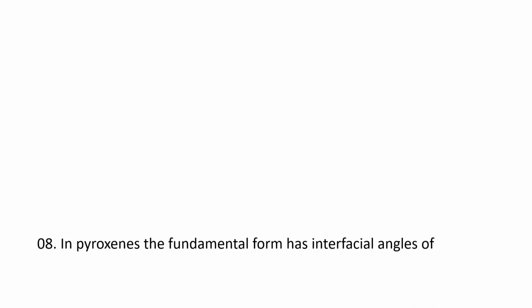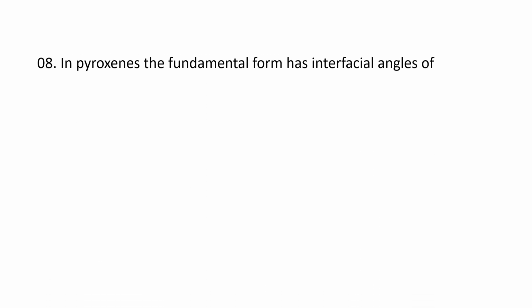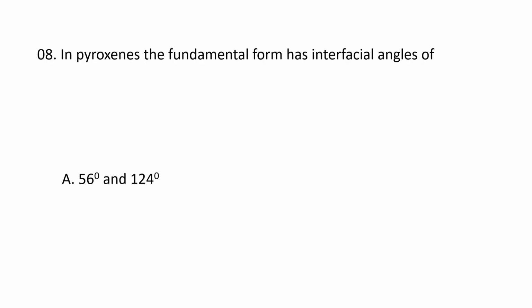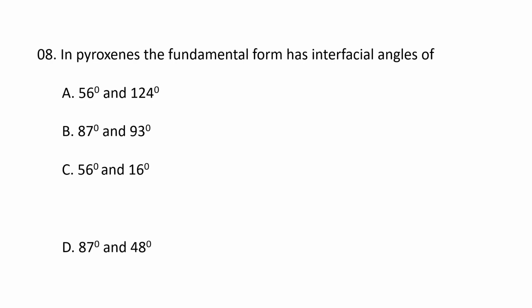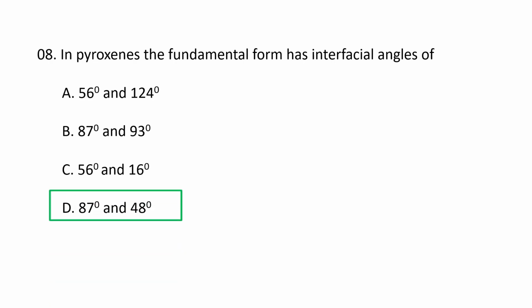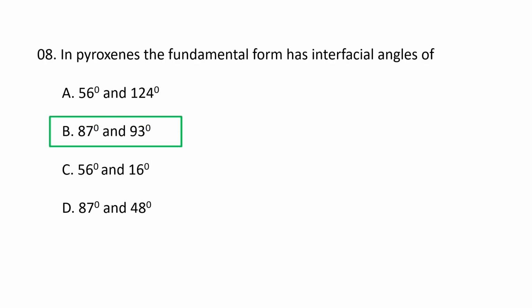Next question. In pyroxenes, the fundamental form has interfacial angles of A. 56 and 124 degrees, B. 87 degrees and 93 degrees, C. 56 degrees and 16 degrees, and D. 87 degrees and 48 degrees. In pyroxenes, the fundamental form has interfacial angles of 87 degrees and 93 degrees. These angles correspond to the intersection of the two directions of cleavage.